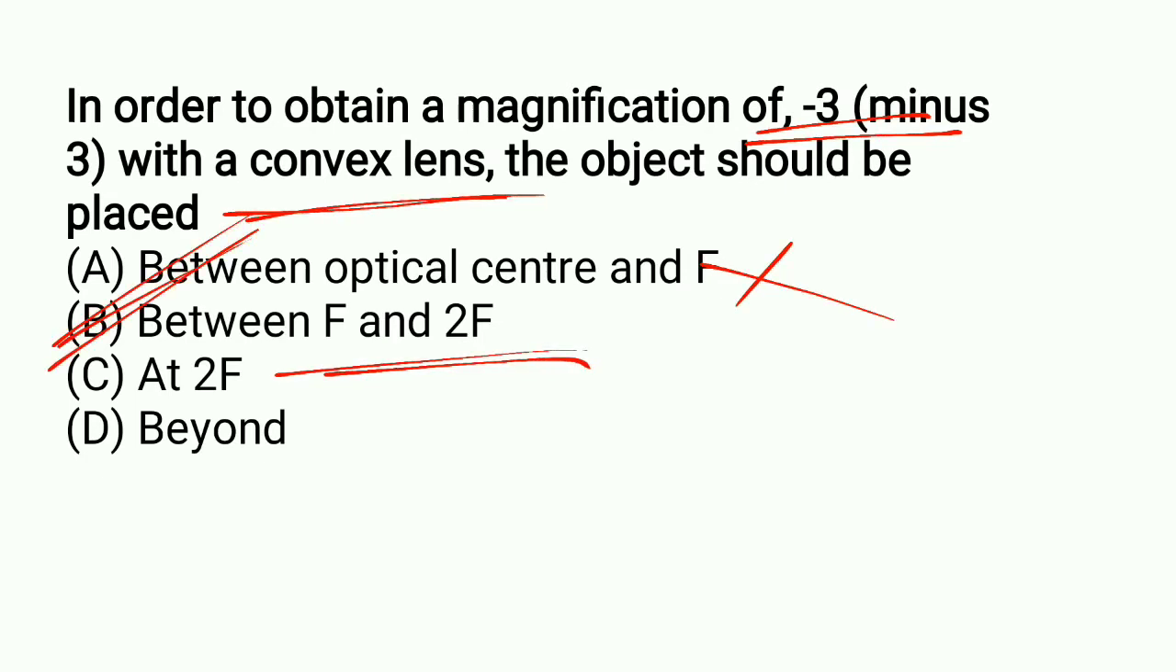You can check option C also, at 2F. If you keep the object at 2F, you will get an image of the same size as the object. So option C is not correct. And beyond C, the image is diminished, so the magnification is not as high. So here option B is the correct answer.